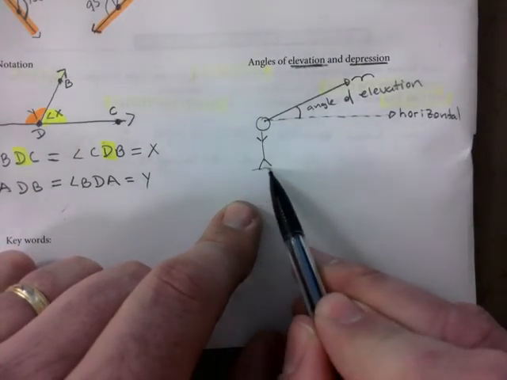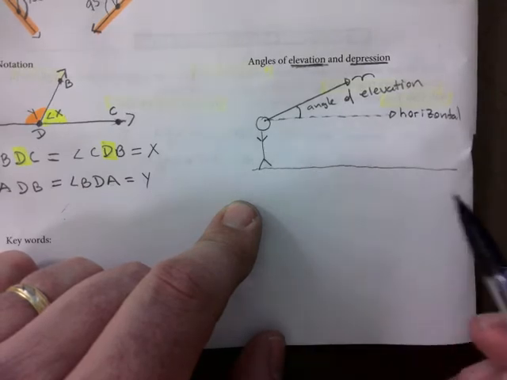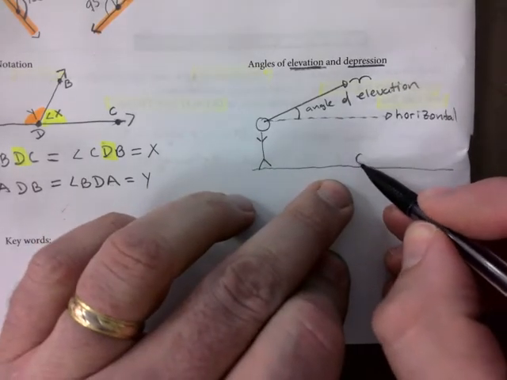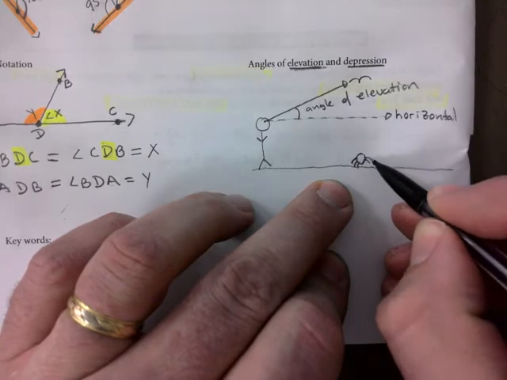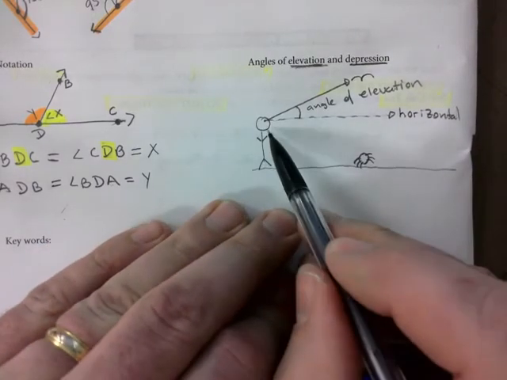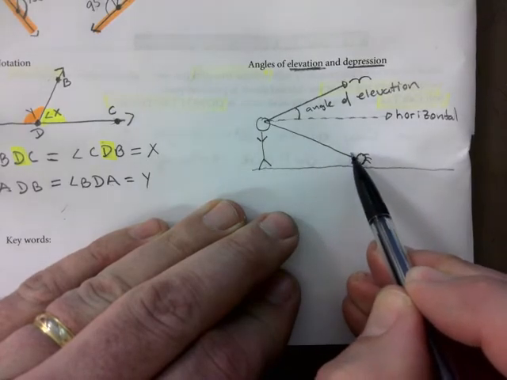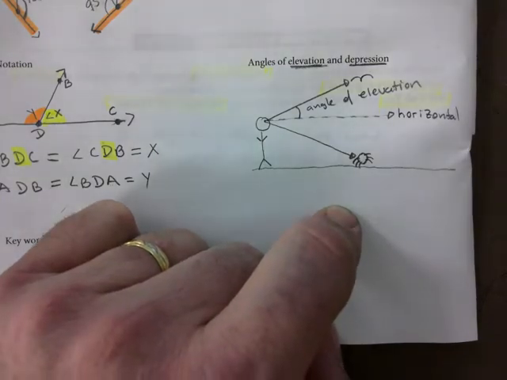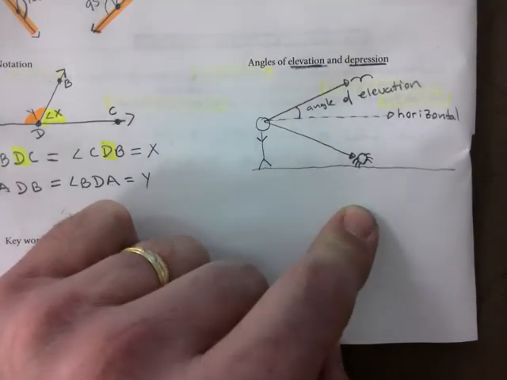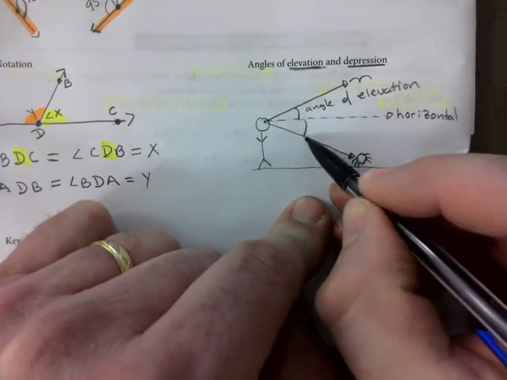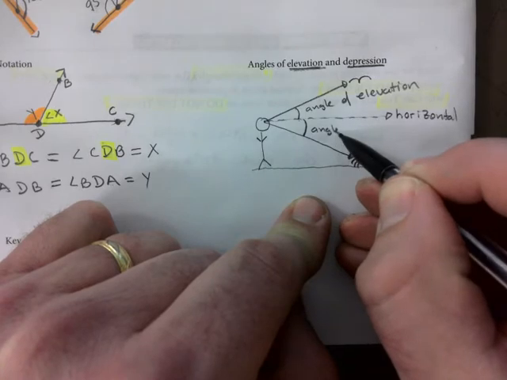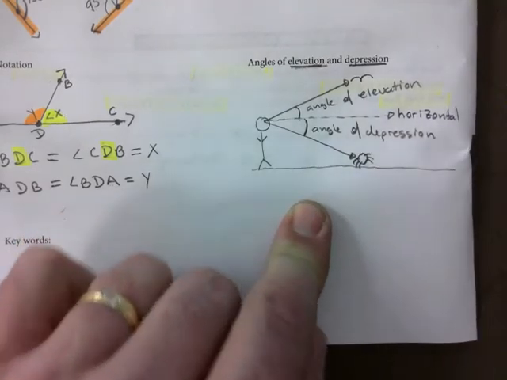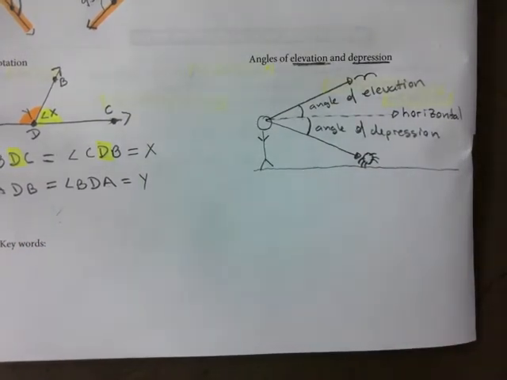So let's imagine now the ground is right here. It could be water, it could be the ground, you name it. Let's say, for instance, you're looking at a bug crawling on the floor. And so your line of sight is now focused on whatever you're looking at. It could be a boat. It could be that you're on top of a cliff looking down and spotting an animal or a person or an object, right? This angle right here is called the angle of depression. That angle formed is the angle of depression.